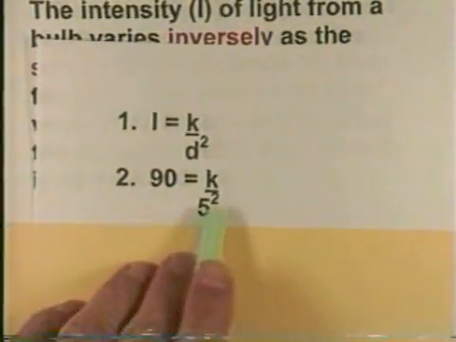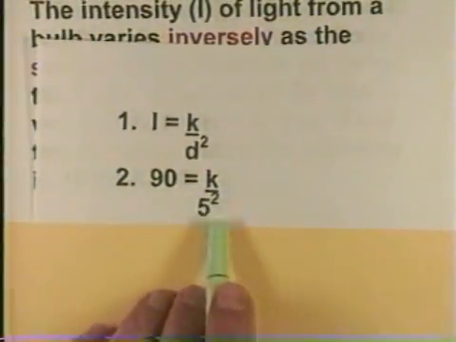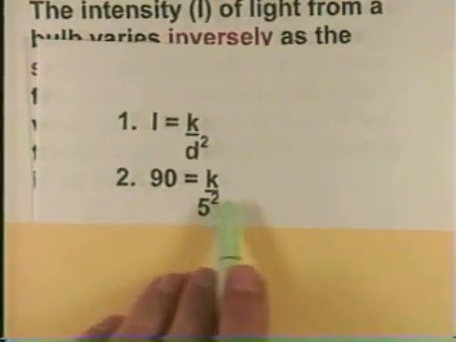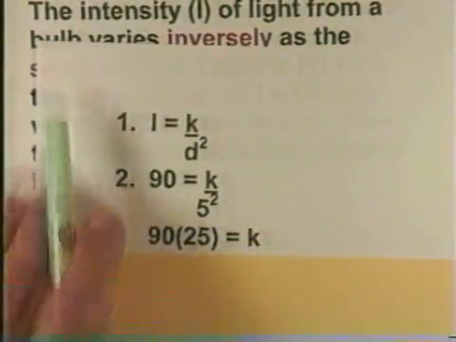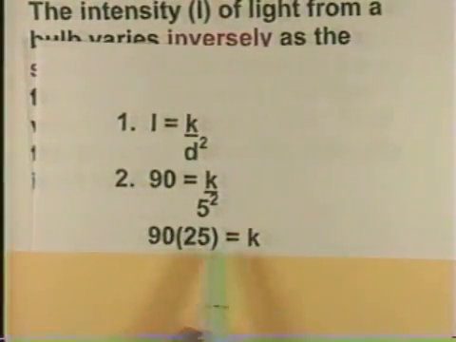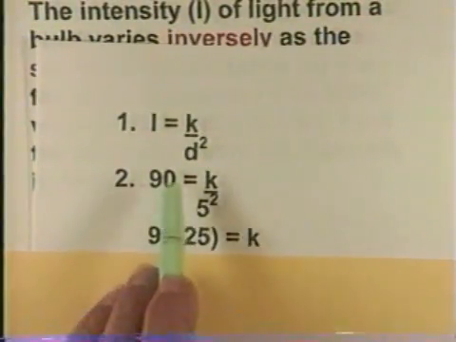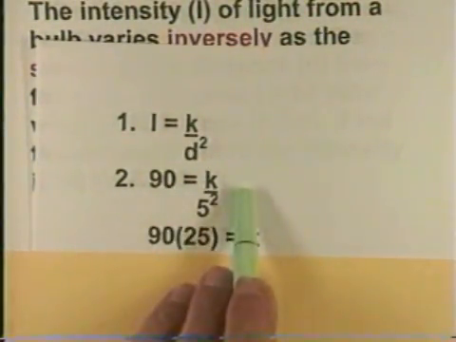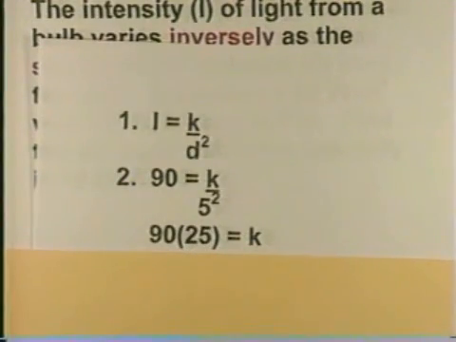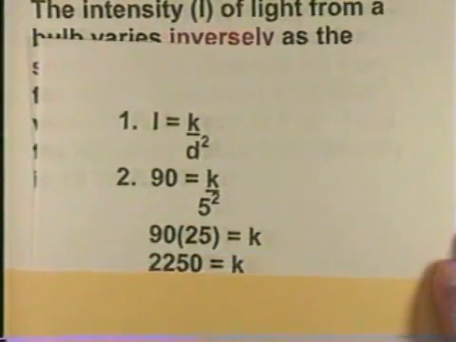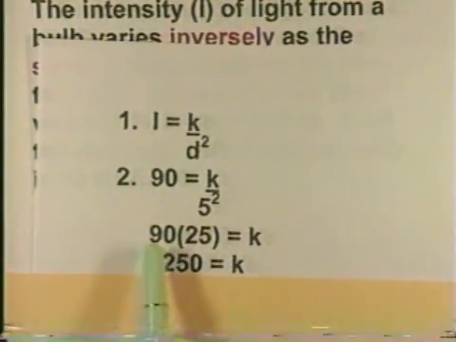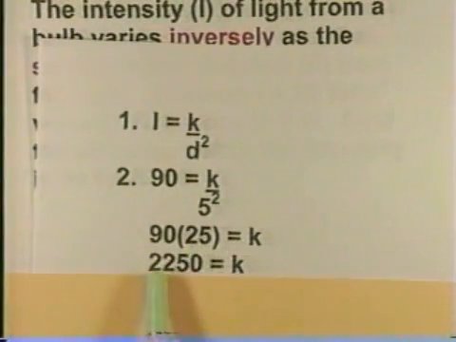Well, we know that 5 squared is 25, so to solve for K, I simply clear fractions, so I multiply both sides by 25. So I get 90 times 25 is K. Just multiply 90 by 25, and I'm left with K. Multiply 90 times 25 to get 2250 is K. So check on your calculator that 90 times 25 is 2,250.